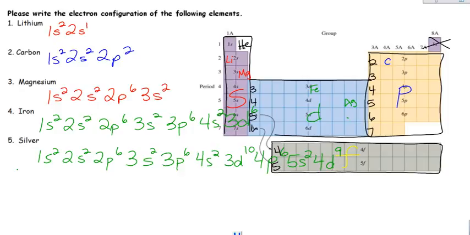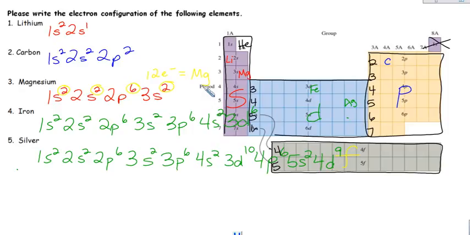So you have a couple options. You could do something like magnesium. Add your little superscripts. 2, 4, 4 and 6 is 10. 10 and 2 is 12. 12 electrons. Element number 12 is magnesium. They could do that: give you a configuration and ask what element it is. Obviously, they could do what we just did. They say, hey, what's the configuration for magnesium?